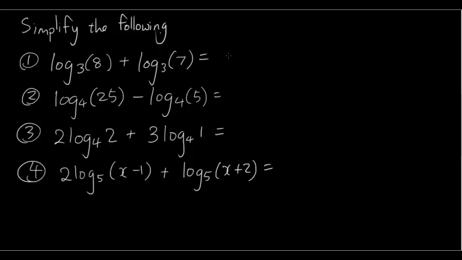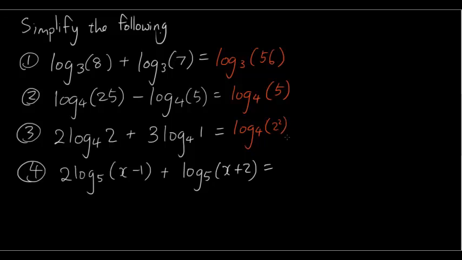Okay, so we got log base 3 of 8 plus log base 3 of 7. That's log base 3 of 8 times 7, which is 56. Log base 4 of 25 divided by 5 is 5. Now we have log base 4 of 2 to the power of 2, which is 4. So all of this is 4 plus 3 log base 4 of 1.